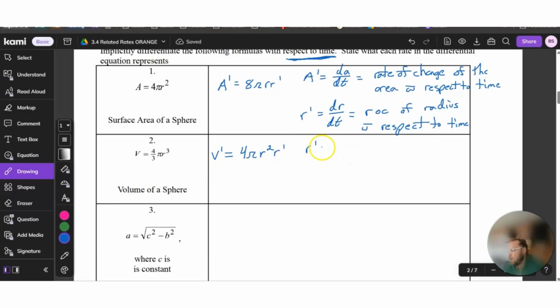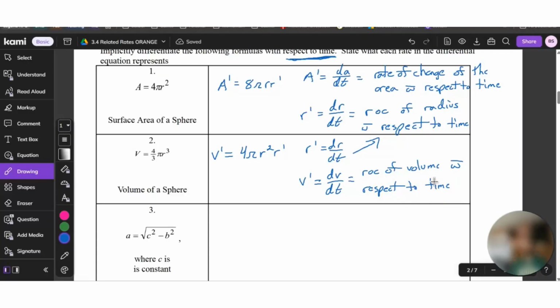Now, r prime or dr dt is exactly the same thing. So you don't need to write it out again. Now, v prime or dv dt, I have a feeling you can figure out what it is. It's just going to be the rate of change of the volume with respect to time. All of these things are just going to be the rate of change of whatever they are with respect to time. That's what we're doing. Amazing, right?